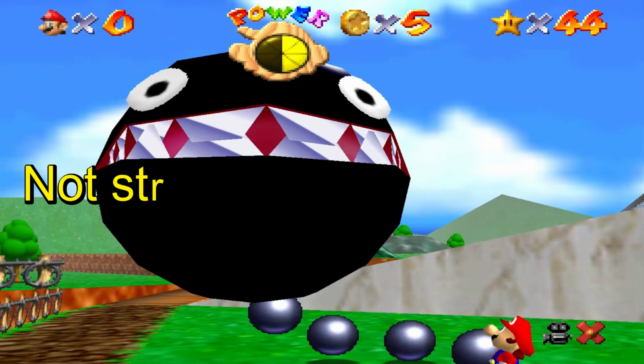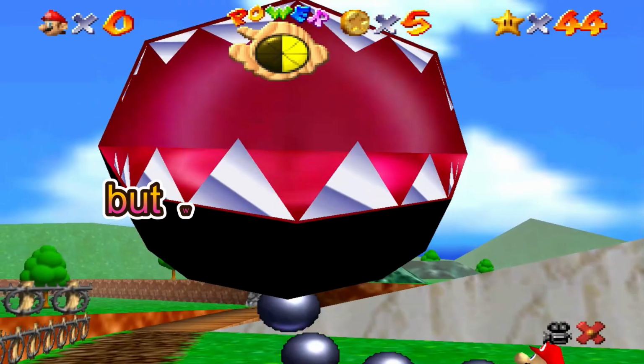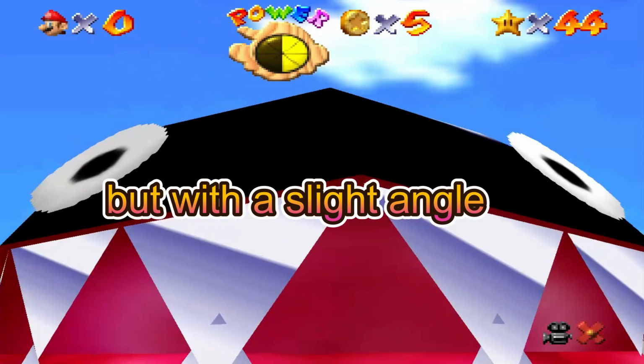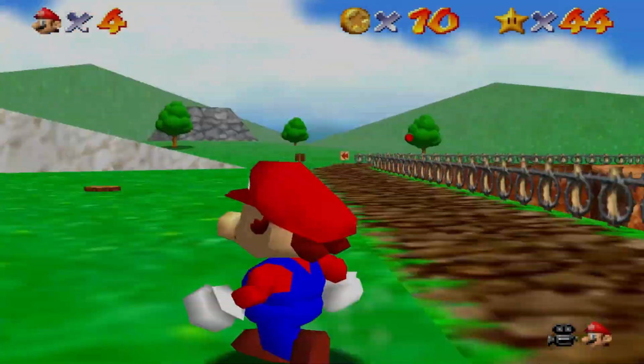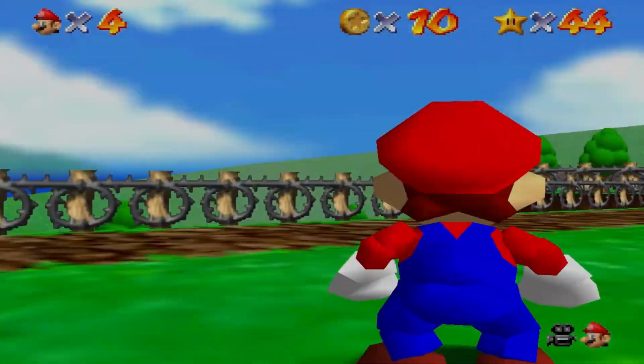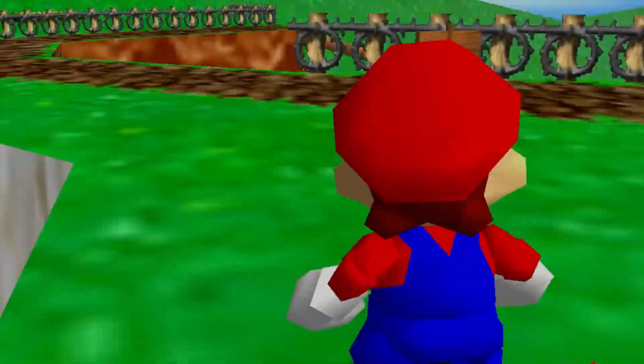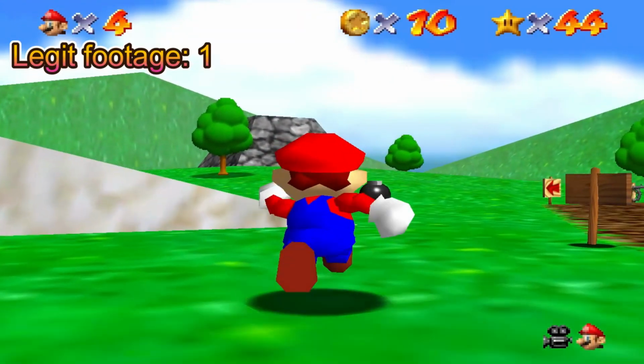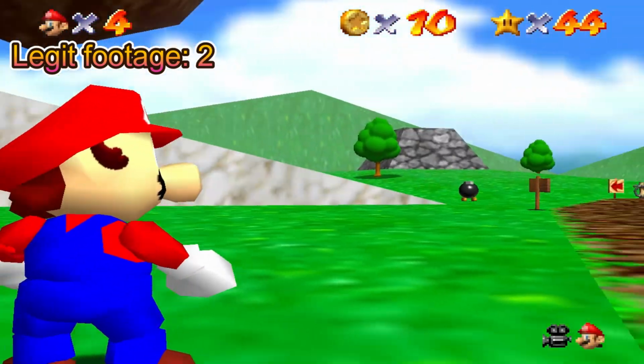Then he jumps, not straight, but with a slight angle. I rewatched the clip and tried to figure out where he landed. I ran around for at least 45 minutes to gather the most accurate position. This is the final and most accurate footage. By running from this angle, in a straight line, I ended up here on the calculated wall.